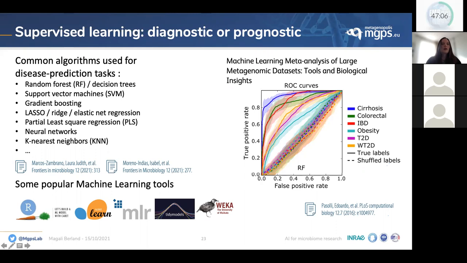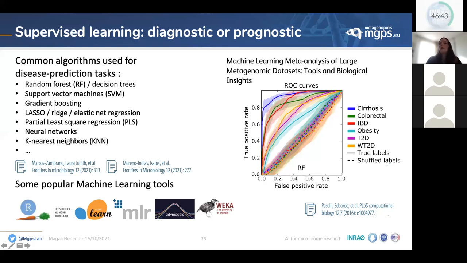You have a very nice review here on the different algorithms that have been used in the literature. And some popular machine learning tools to perform this disease prediction task are basically R and Python and Weka, and in R the Caret framework or MLR or tidymodels.